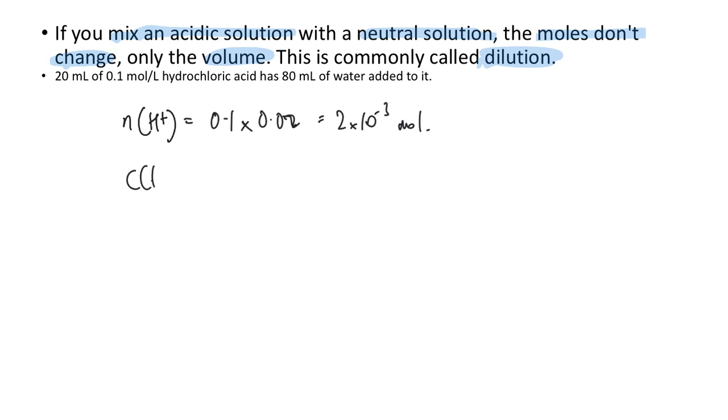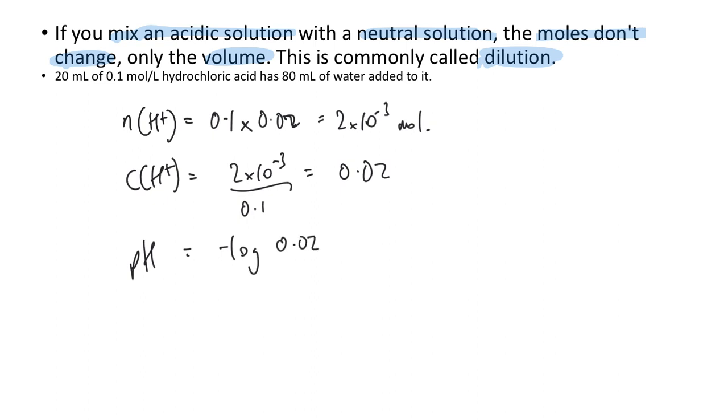Then I'm going to find its concentration, because I'm going to say that, okay, then that's the number of moles over its volume. What's the volume? 80 plus 20, so it's 100 mils, and so therefore it is 0.02, and the pH is equal to negative log 0.02, which is equal to 1.699. Okay, nice and easy.